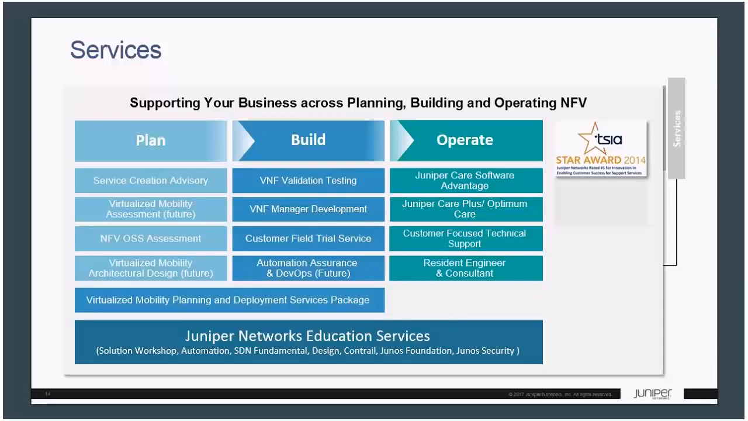Here you can see Juniper offers really a full suite or portfolio of services, from planning stages to the building stage to the operation of the network stage. So again, Juniper likes to partner very closely with service providers to help them successfully make this network transformation. At the bottom of this slide, you can see that Juniper also offers, through Juniper University, education services, and here you can see various services: solution workshop, automation, SDN fundamentals, design, etc.